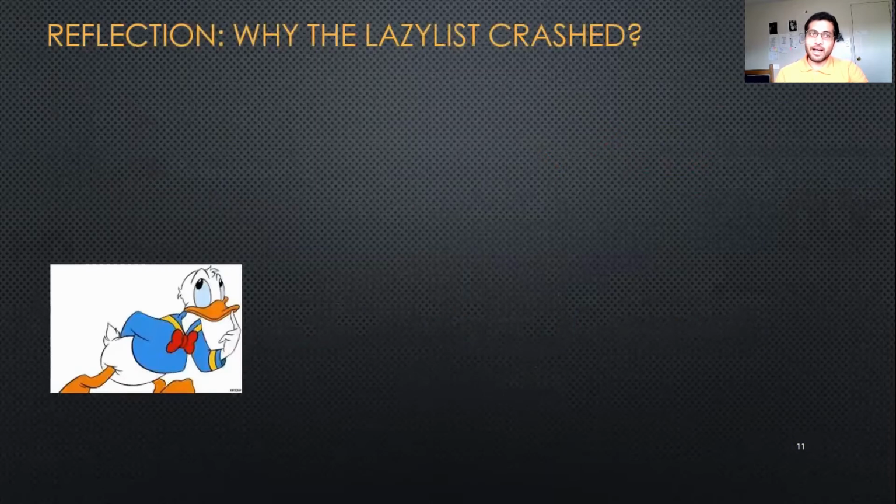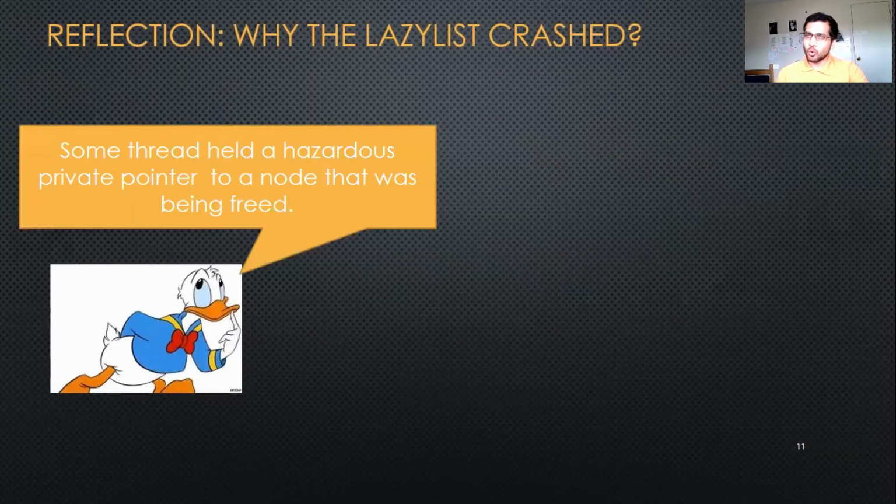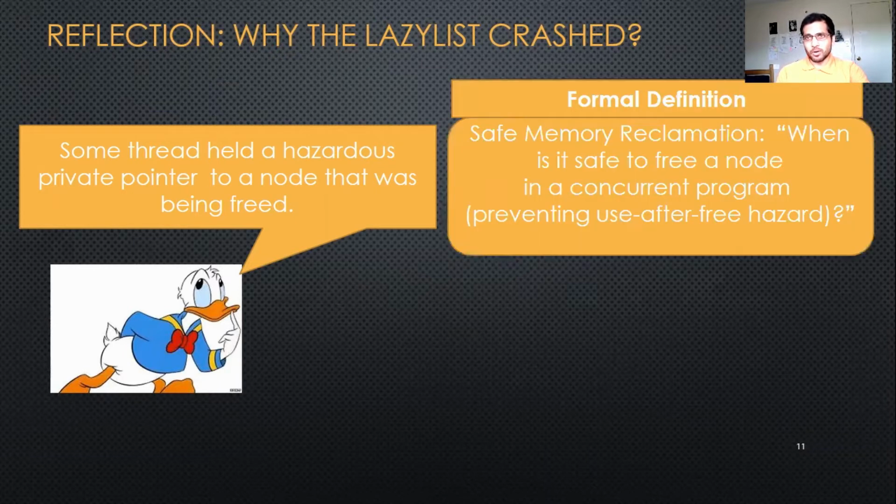So let's see why it happened. The problem occurred because some thread was holding a private pointer to the node N2 while it was being concurrently freed by another thread, right? So formally, this is called the safe memory reclamation problem, and it is the challenge of deciding when it is safe to free a record in a concurrent program.